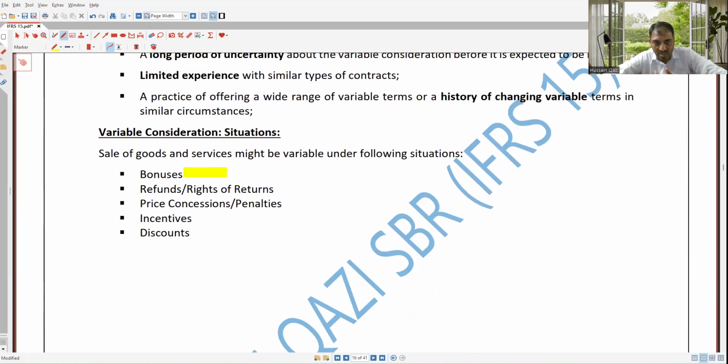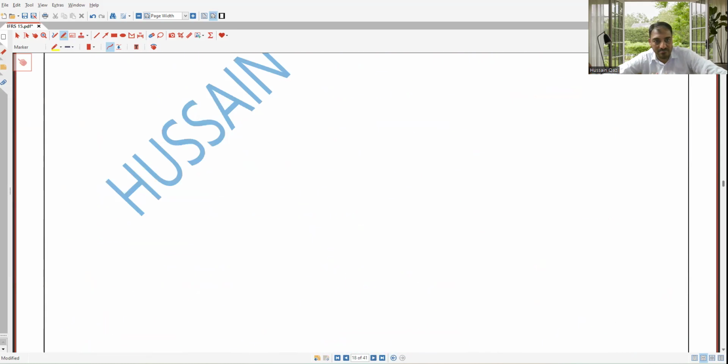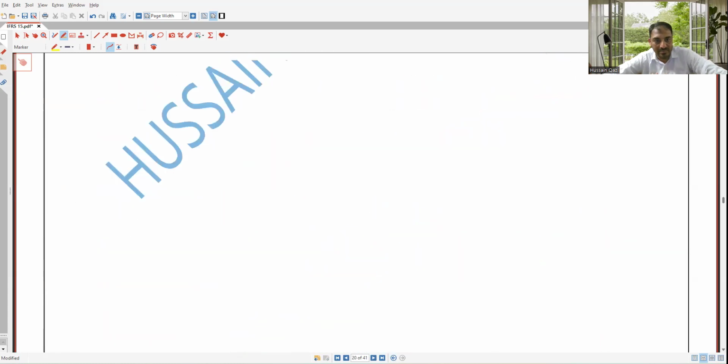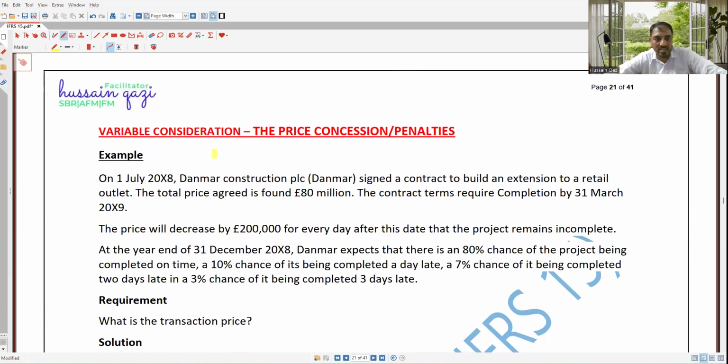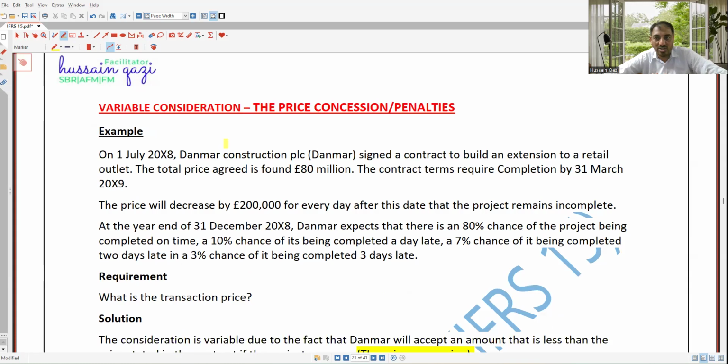Here we covered the bonus. We need to cover price concessions or penalties. We need to consider refunds or rights of return, incentives, discounts, a lot of things. Now, for example, this one is the case. I strongly suggest you pause the video and read this case carefully.